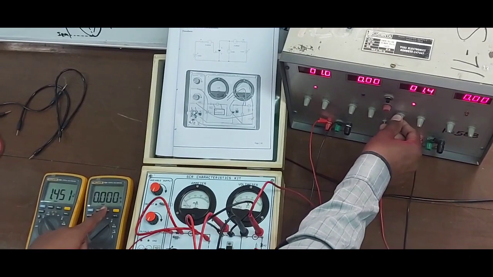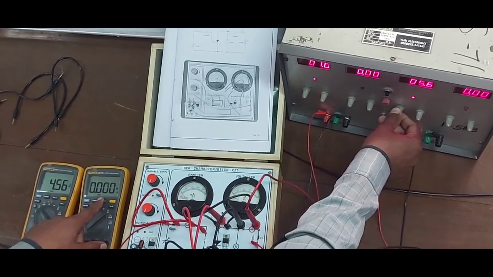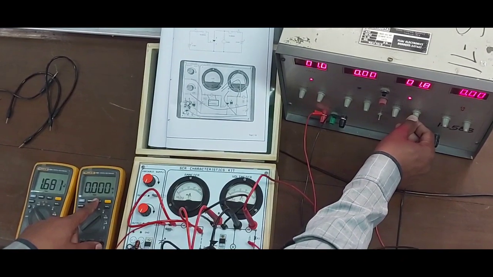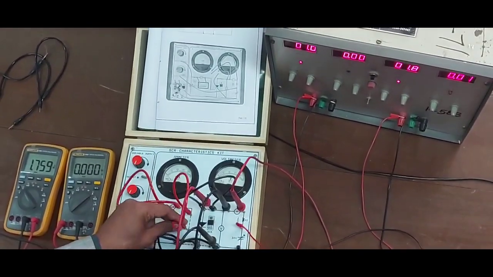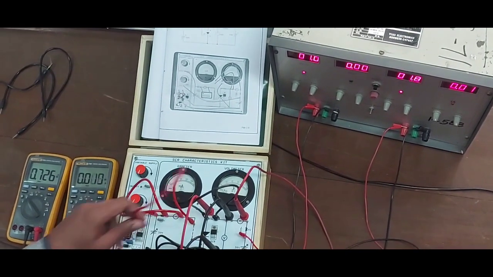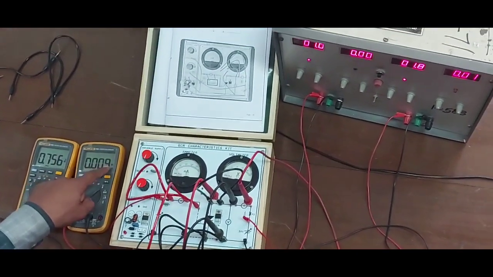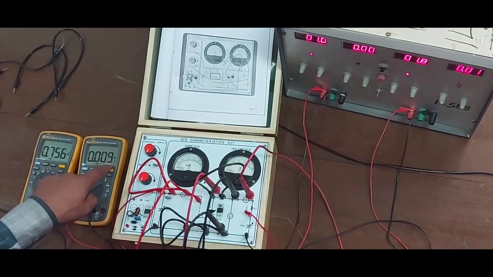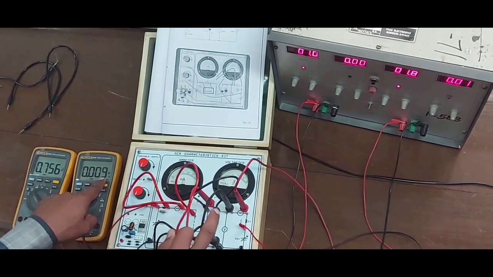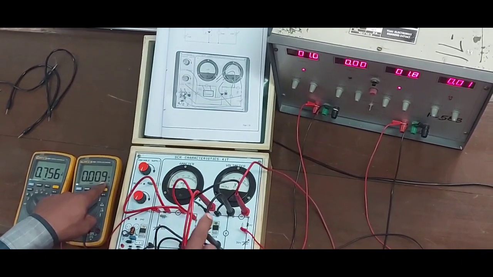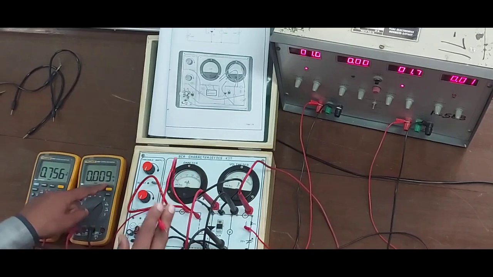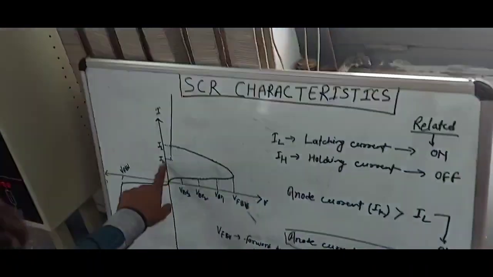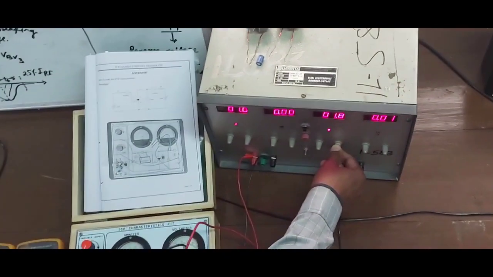So to increase the current above the latching current, you just increase the anode cathode voltage. Just increase slightly, say to 1.8, and now you connect the gate. You see here 9 milliampere current flows. This is the latching current, the minimum current required to keep the SCR on when the gate terminal is removed. After removing the gate terminal, the SCR remains in the on condition.